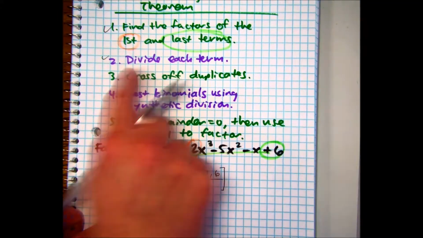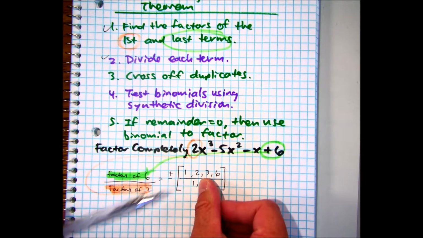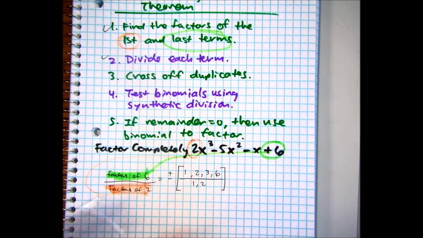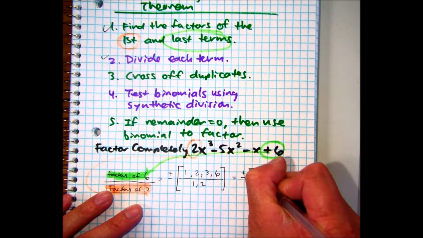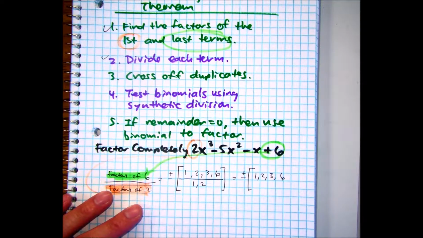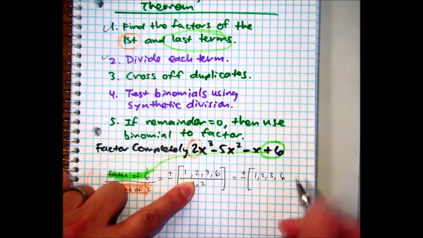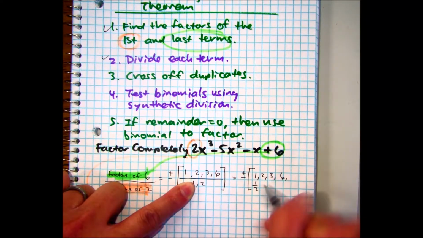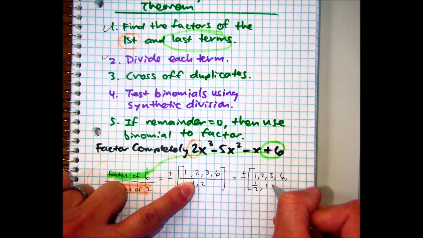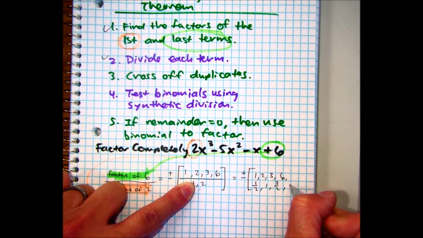Now we need to divide each term. I'm just going to pick 1 over 1, 2 over 1, 3 over 1, and 6 over 1. Do you see that? So that's going to equal 1, 2, 3, and 6. Now I'm going to do that with 2. What do I get, class? 1 half. 1. 2 over 2 is 1. 3 halves. And 6 over 2, which reduces to what? 3.